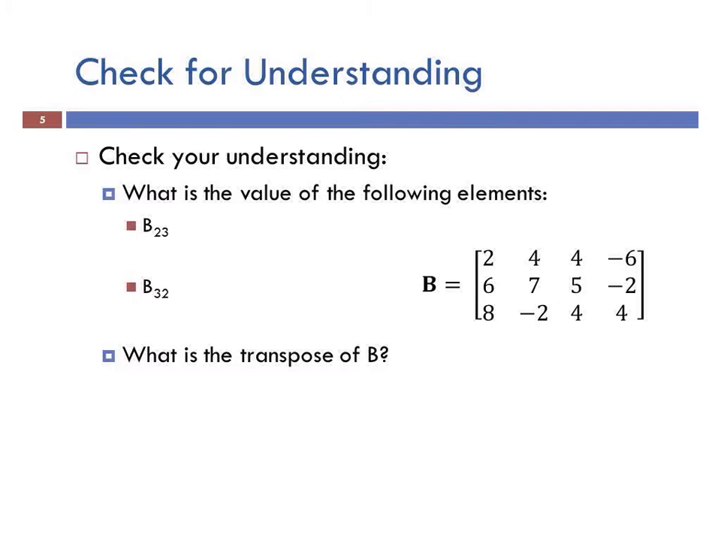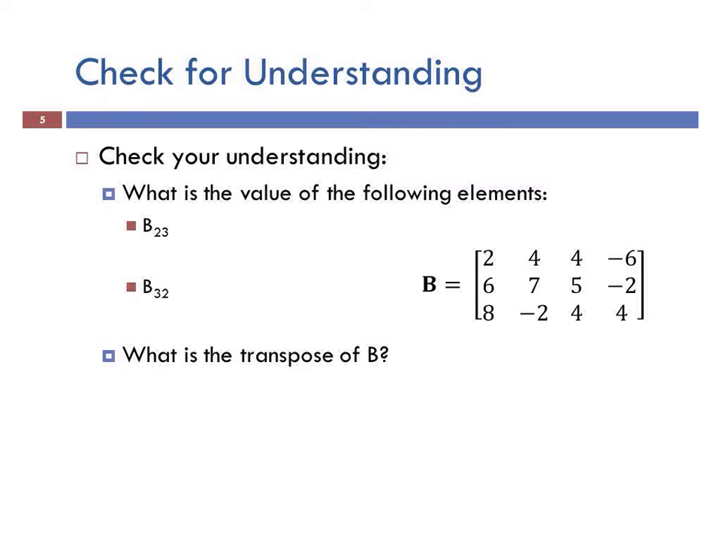So I want you to take a few seconds to check your understanding. In the matrix I have to the right, this B matrix, I want you to identify the following elements: B23 and B32. Additionally, I want you to determine what the transpose is. I'm going to write the answer here, but pause this before I do so that you can test your own knowledge.